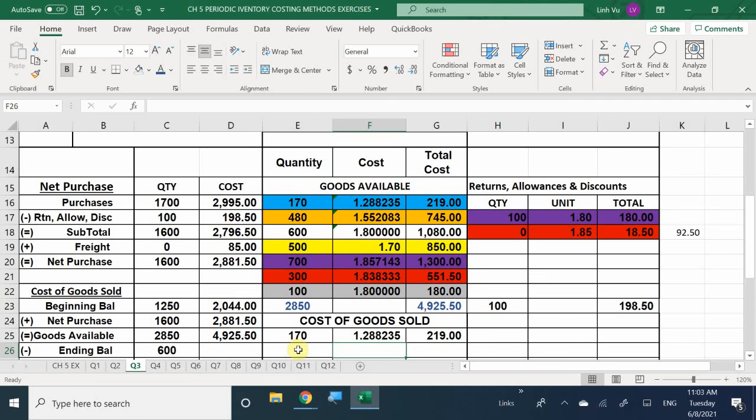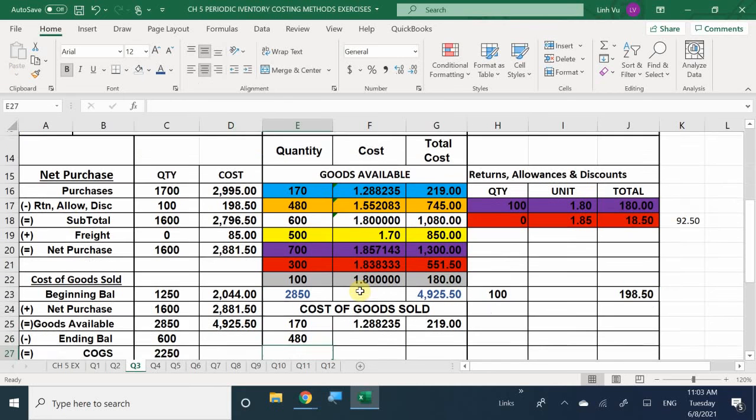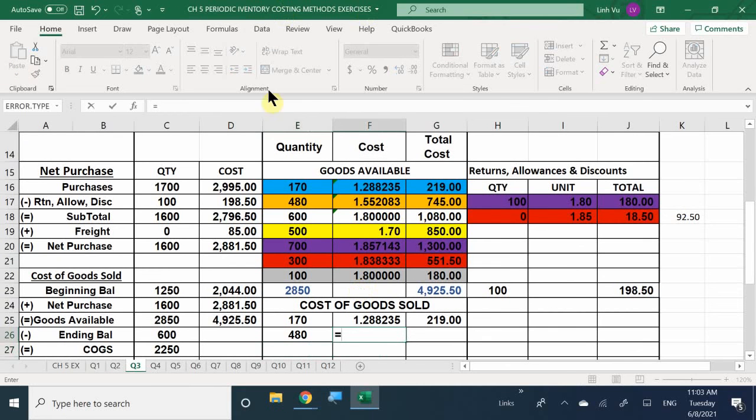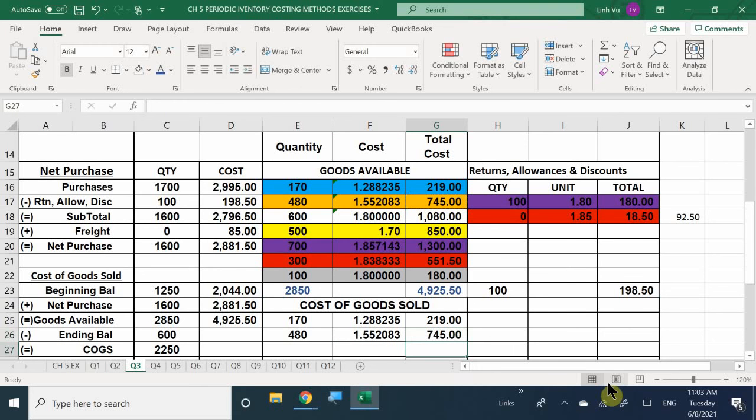Which batch are we going to take out next? The orange batch, right? We're going to take all of it. Yes. So that means it's going to cost me a total of $745. Okay. Which batch is going to be next? The clear one. Yes.